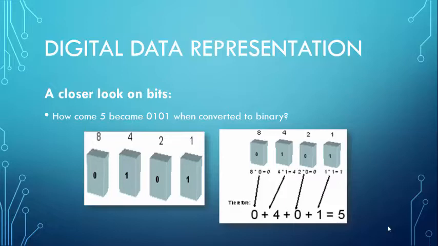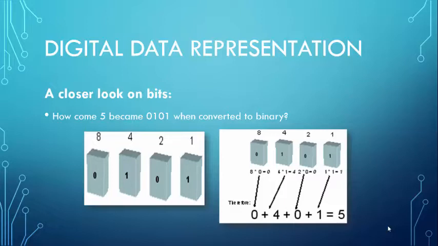Given in our example, 0, 1, 0, 1, the first box to the right has a 1. So it means it is on. So the value for that box will be added to the equivalent value. Next is the box that contains 0.